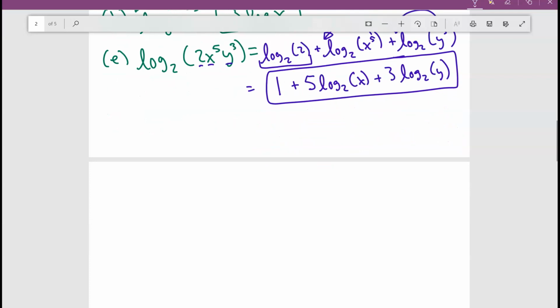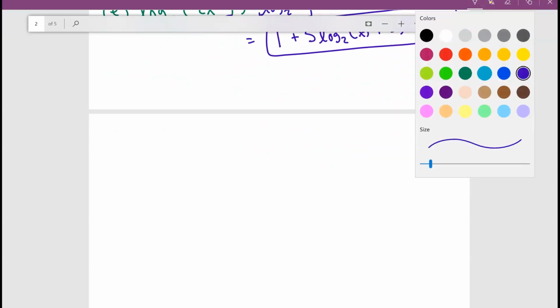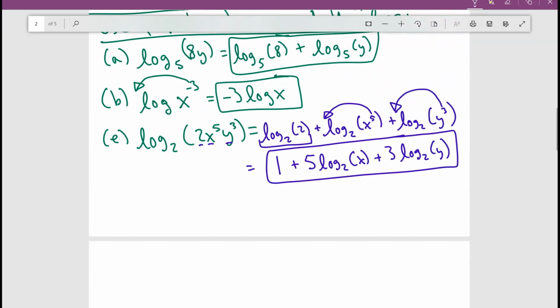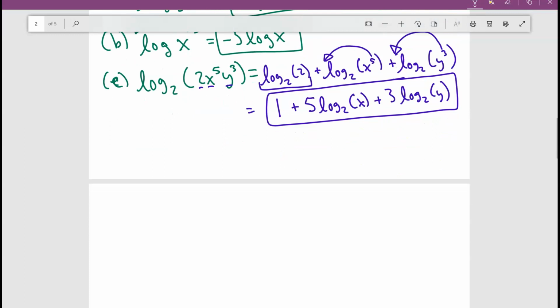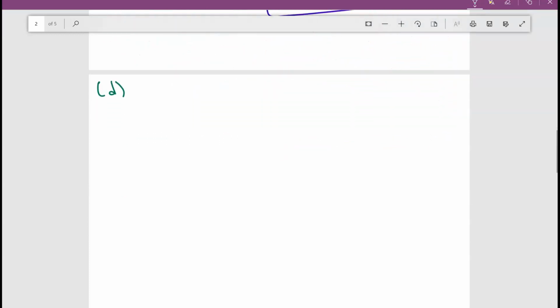Alright, let's do 2 more problems with expanding, just to make sure that we got them right. This was part C, so let's do part D. Part D is log base 5 of 4ab cubed c to the 4th power divided by d squared. So let's say we did something like that.